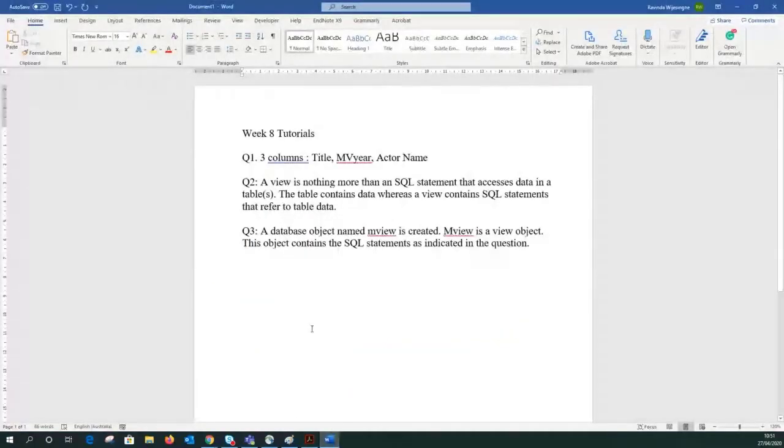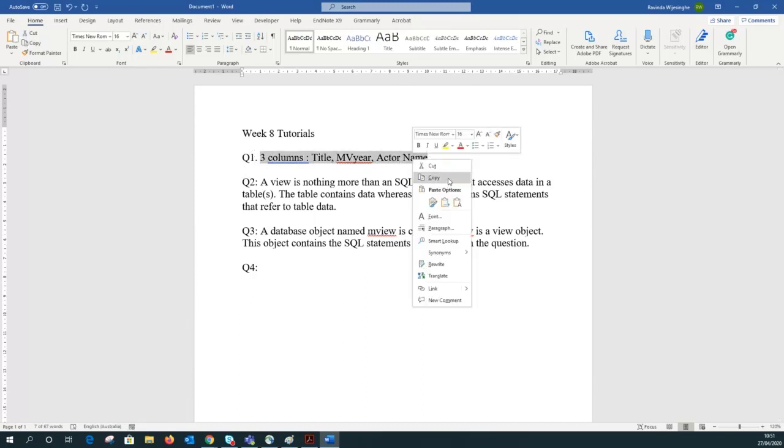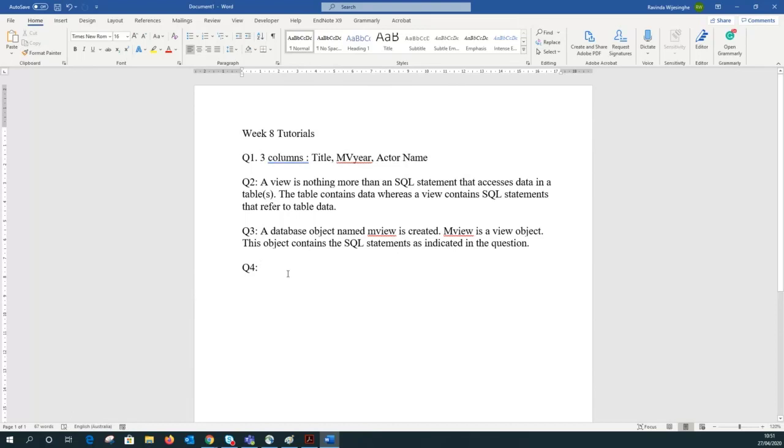So for question 4, we can copy the same answer as we wrote here: 3 columns.